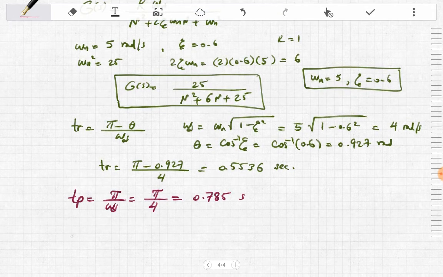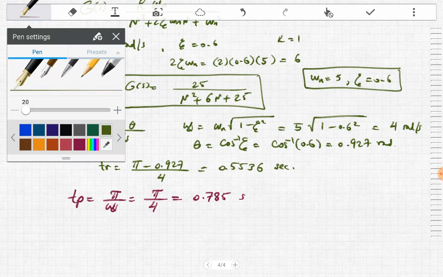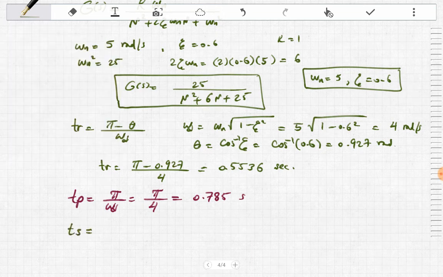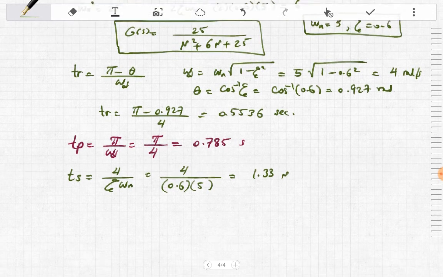Settling time. If nothing is mentioned in the problem, take it as 2% accuracy. Okay? If they mention otherwise, use the right form. So using 2%, you will have 4 over eta omega n, right? So you have 4 over 0.6 times omega n. What's omega n? 5. So that gives 1.333, 1 and a third. Okay, we got the settling time.